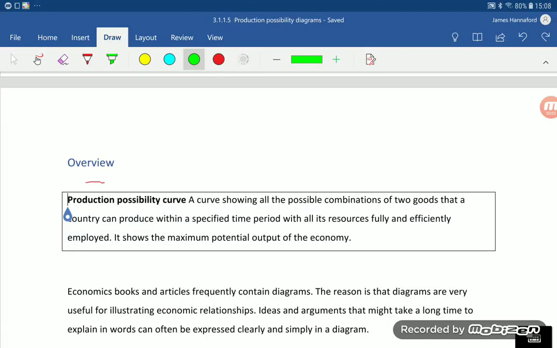The production possibility frontier or curve. It's a curve showing all the possible combinations of two goods that a country can produce within a specified time period with all its resources fully and efficiently employed. It shows the maximum potential output of the economy.